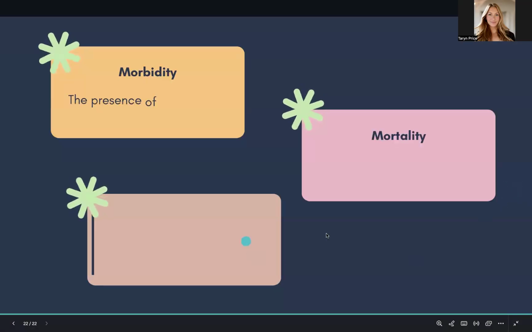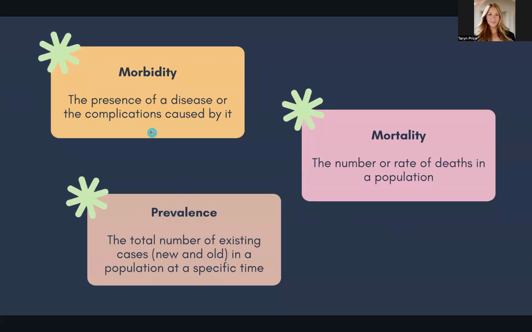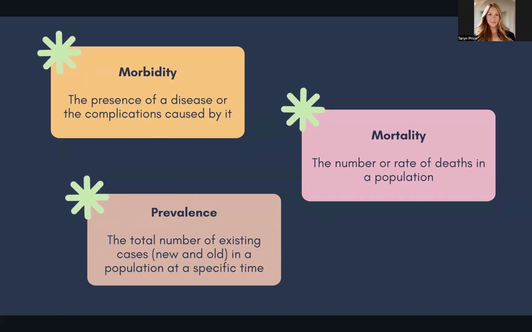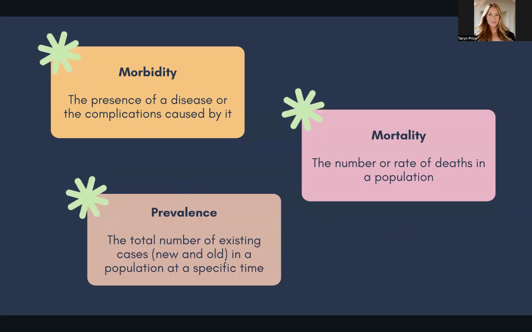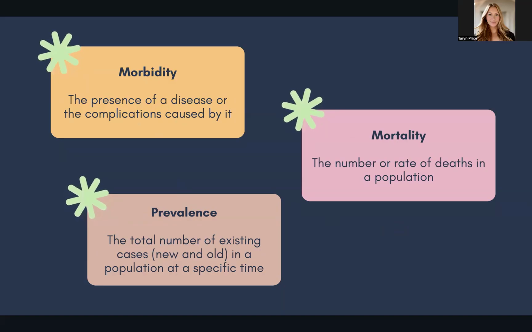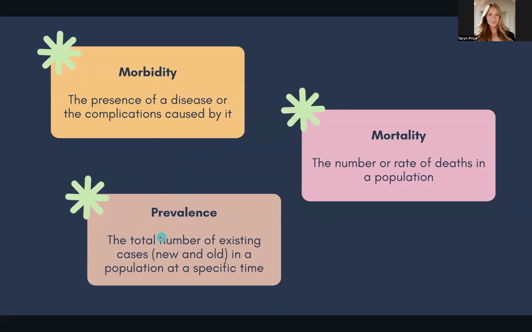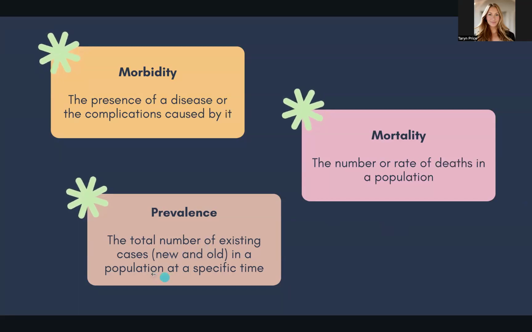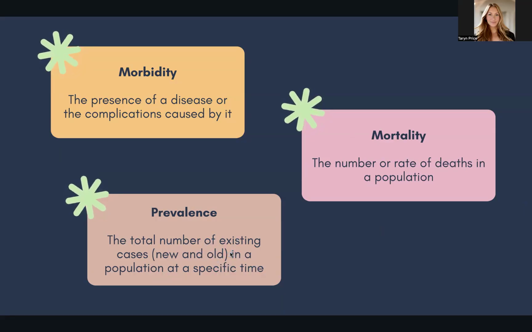For example, if we were going to separate those out along with the word prevalence, morbidity is the presence of a disease or the complications caused by it. So it's just the presence. Mortality is going to be when, for example, the Centers for Disease Control take a look at the number or rate of deaths in a population. Prevalence is kind of close to morbidity, only prevalence is the total number of existing cases, new and old, in a population at a specific time. So it's very focused on a time period or even just the present. And that's it.